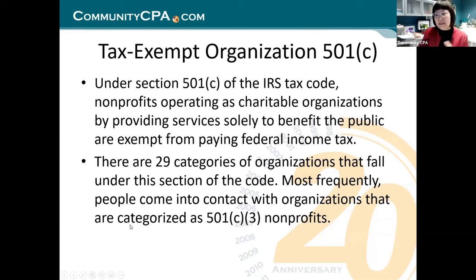501(c) is tax exempt. Tax exempt means the federal income tax is exempted, but it doesn't mean payroll taxes, or any other taxes, state taxes or sales tax. Those are not in the category. This is just federal income tax. Okay.